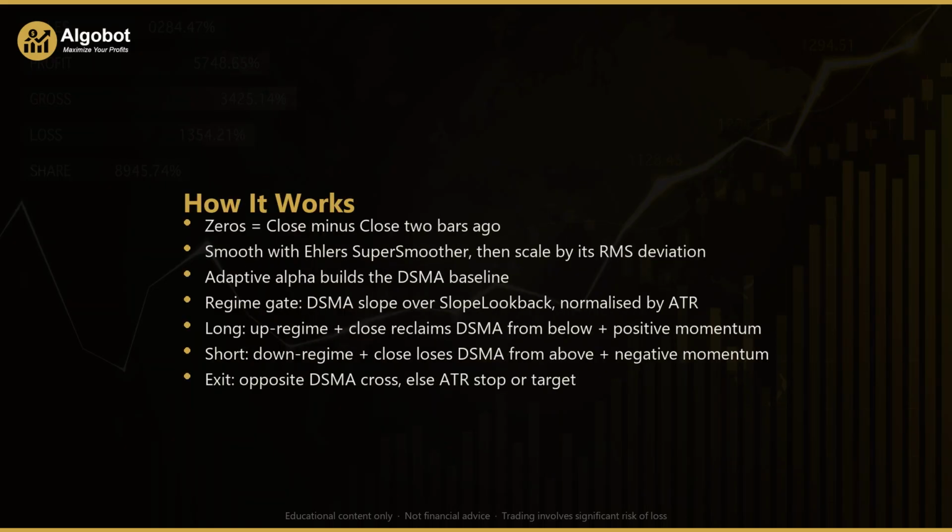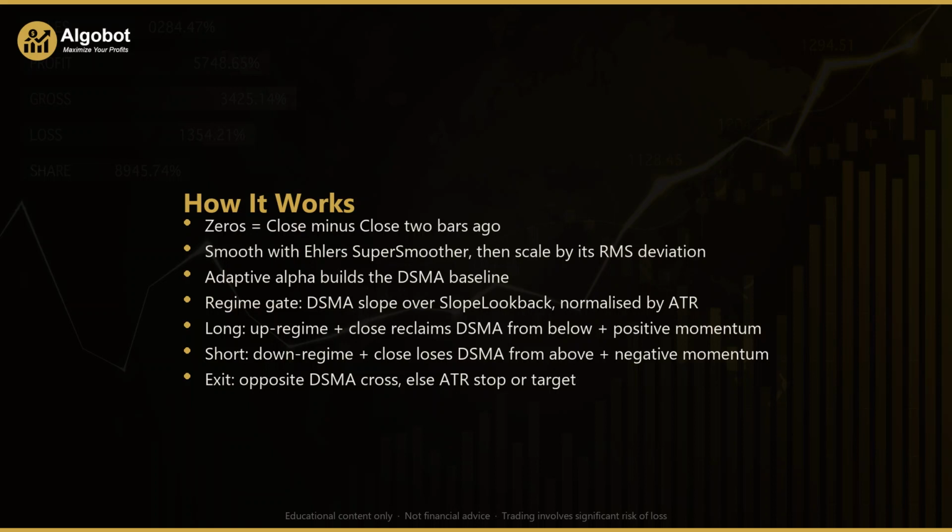Let's break down exactly how the Deviation-Scaled Trend Cross approaches the market, step by step. Everything is calculated on closed bars of a single time frame, so the strategy acts once per completed candle and never reacts to a half-formed bar. The foundation is the Deviation-Scaled Moving Average. It starts with a simple momentum series that Ehlers calls zeros, which is just the current close minus the close from 2 bars ago. That raw momentum is noisy, so the strategy passes it through Ehlers' 2-pole SuperSmoother, a low-pass filter that strips out the jitter while keeping the meaningful swings.